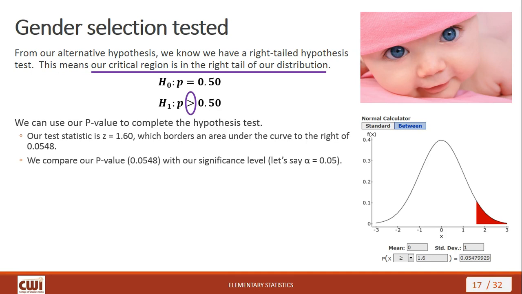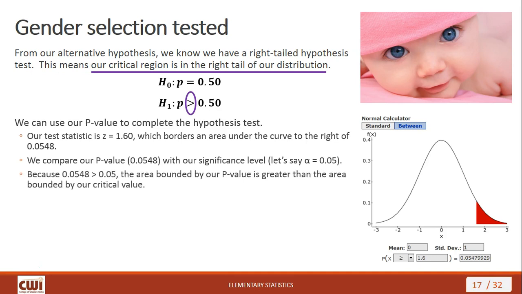We're now going to compare the p-value with the significance level. We weren't given a significance level when the problem statement was given to us, so let's just assume that the alpha level is 5%, which is a pretty safe assumption since this is commonly selected. Because our p-value of 0.0548 is greater than 0.05, the area bounded by our p-value is greater than the area bounded by our critical value. This means we are outside the rejection region, and therefore we fail to reject H0.